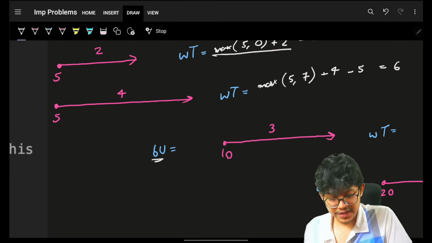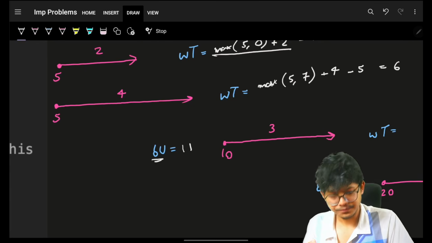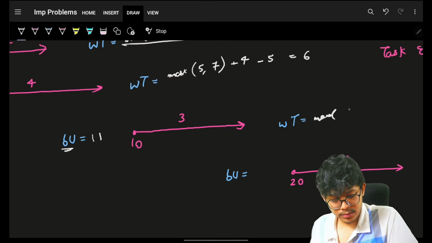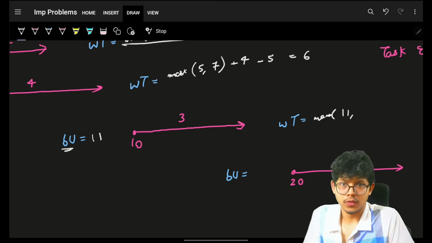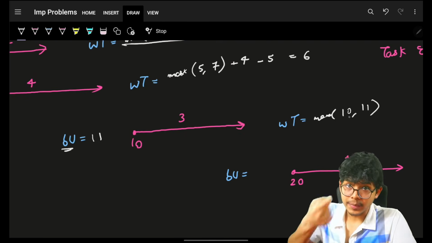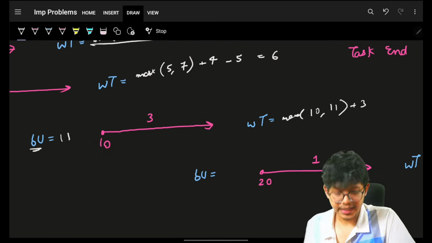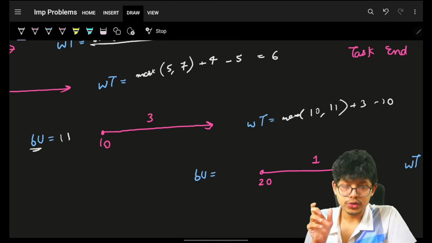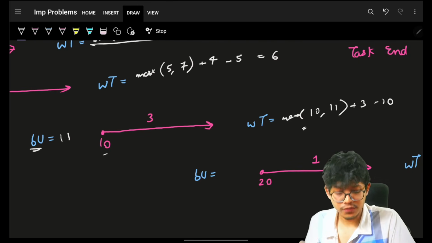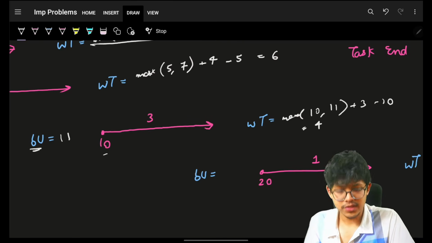Again, my chef is busy up till 7 plus 4, which is 11. Now again, the start time is the maximum of the customer's arrival time and when the chef is free. The customer arrival time is 10, and the chef got free at 11. He will take 3 time to deliver the food, and the customer technically came at time 10. So the actual waiting time will become 11 plus 3, 14, minus 10, which is 4.